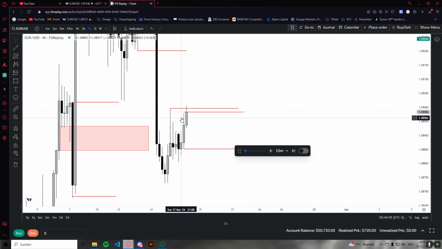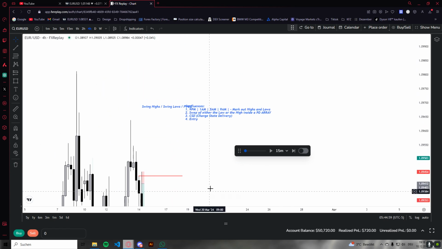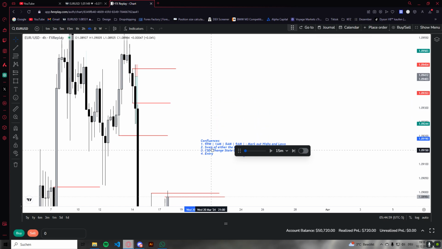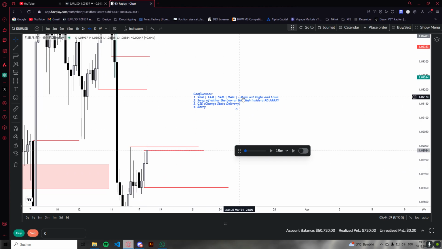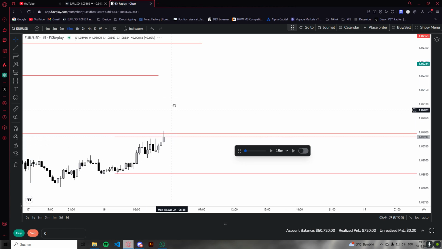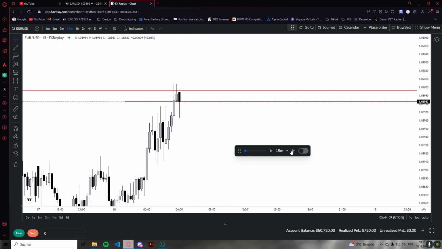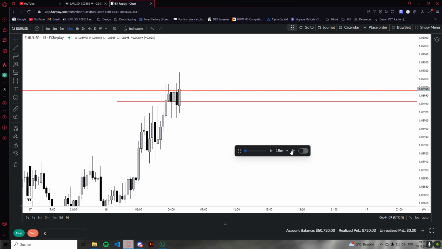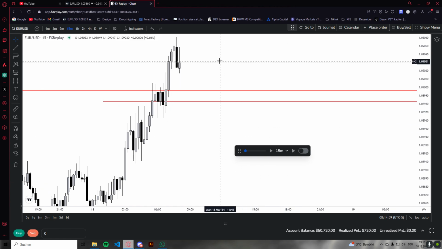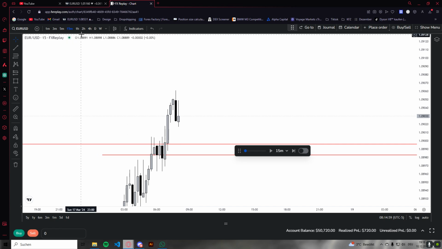So we have this CRT candle, the 1 a.m. We have this PD array, okay? So we have the 1 a.m. marked out highs and lows. We want to see a sweep of either the low or the high. We got the sweep of the high inside a PD array, the swing high is the PD array. Then we want to see change state delivery. Yeah, we got one right here.